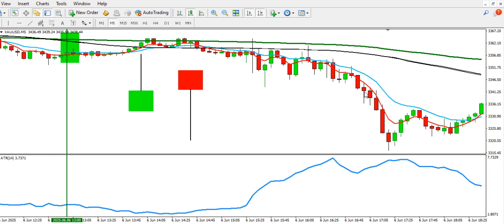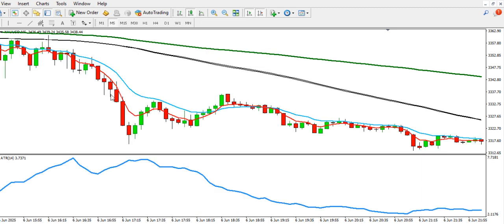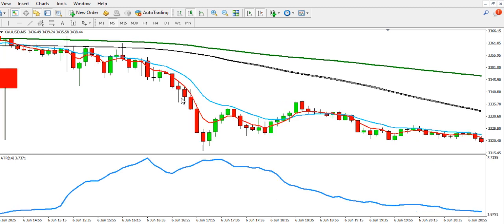But this is a floating candlestick, this is another floating candlestick. Floating in the sense that it is free from the 5 period moving average. This is also free. The candle body is floating away from the 5 period.